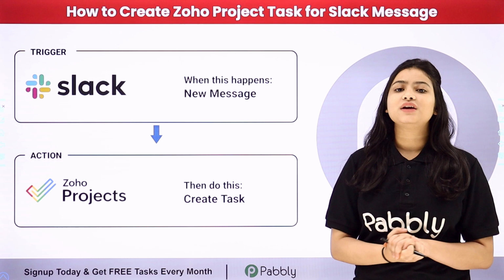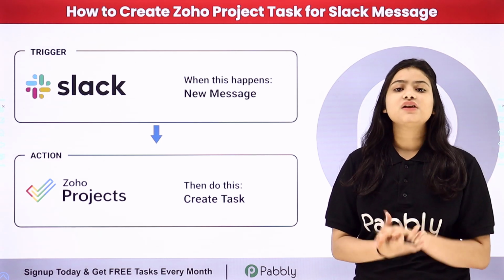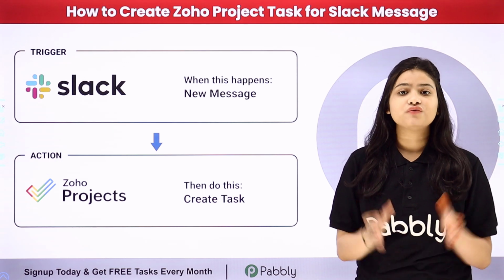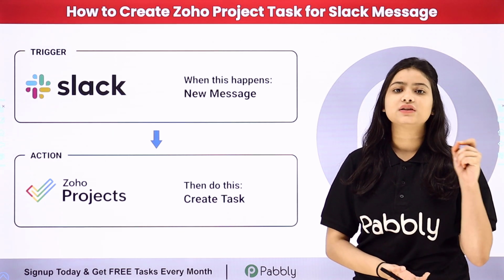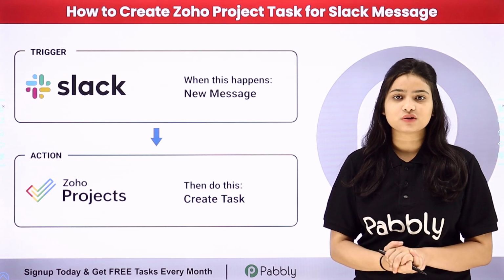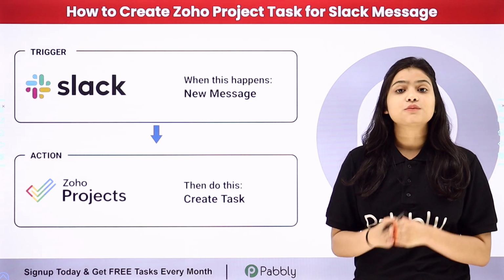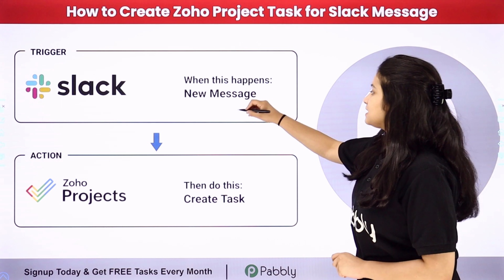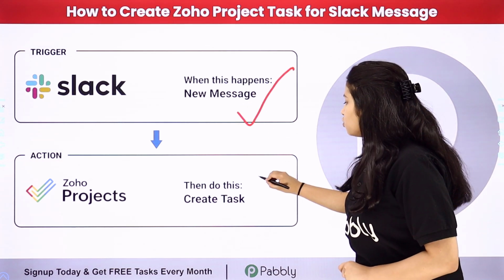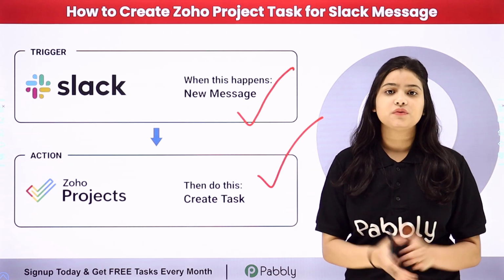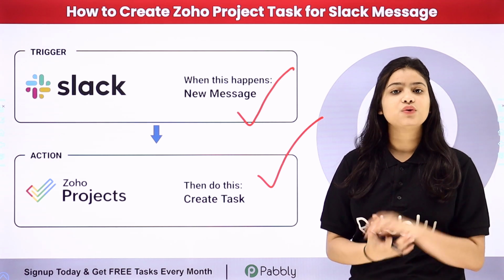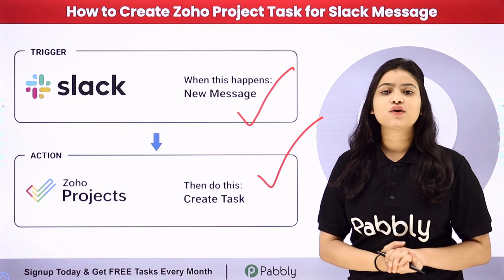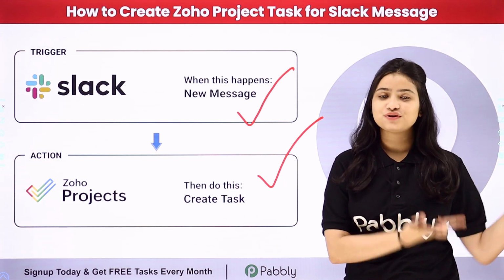So how are we going to automate this entire process? For this, we will have to set up a connection between Slack and Zoho Projects, and that we are going to do without any coding or programming skills with the help of Pabbly Connect, which is an amazing automation and integration software. So Pabbly Connect works on two principles, trigger and action. In trigger, we are going to take Slack, and in action, we are going to take Zoho Projects. And we will set up a connection between both these applications without any coding or programming skills to automate this entire process. And to learn this entire automation step by step, let me take you all to my screen.